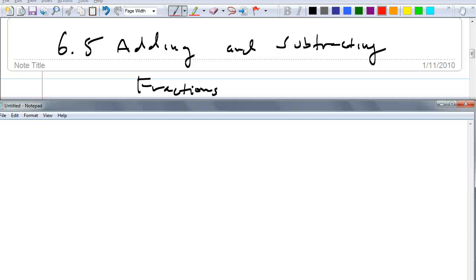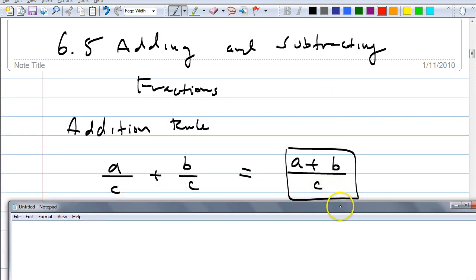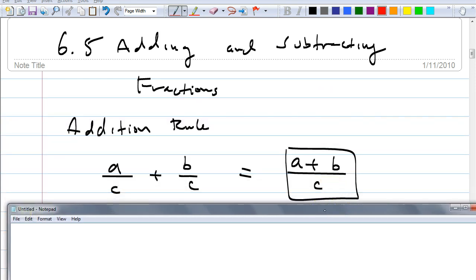So what's the most important thing for adding fractions? Yes, you need a common denominator. Yes, you do. So there you go. Addition rule: you have a over c plus b over c. Since they both have common denominators, you're good. So you just have to add the numerators together, right?